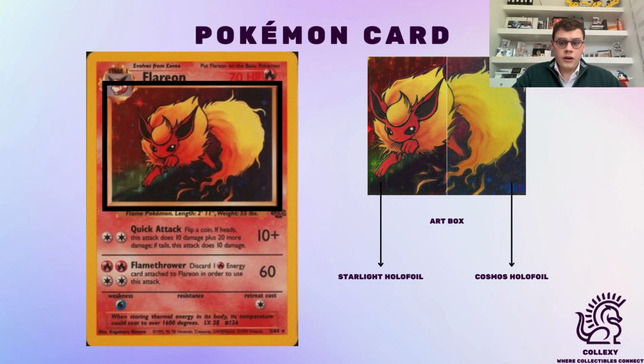For the holo rare cards, it's interesting to note that the English variants were printed with a Starlight holofoil, just like in the base set, but that all other languages are printed with Cosmos holofoil.